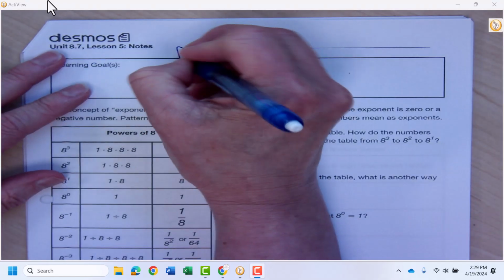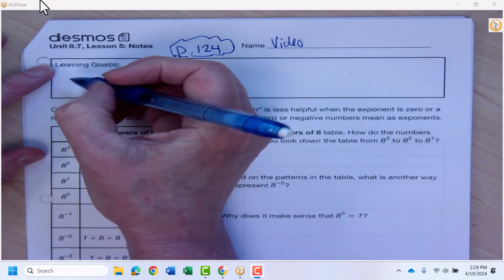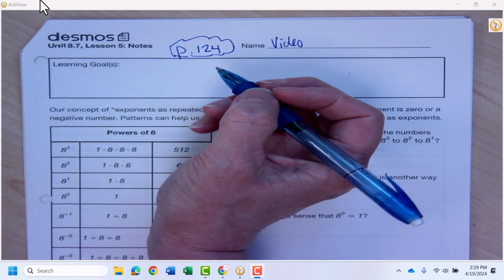You're in your notebook on page 124. And I'm assuming you've worked your way through lesson 5 on the Desmos activity.